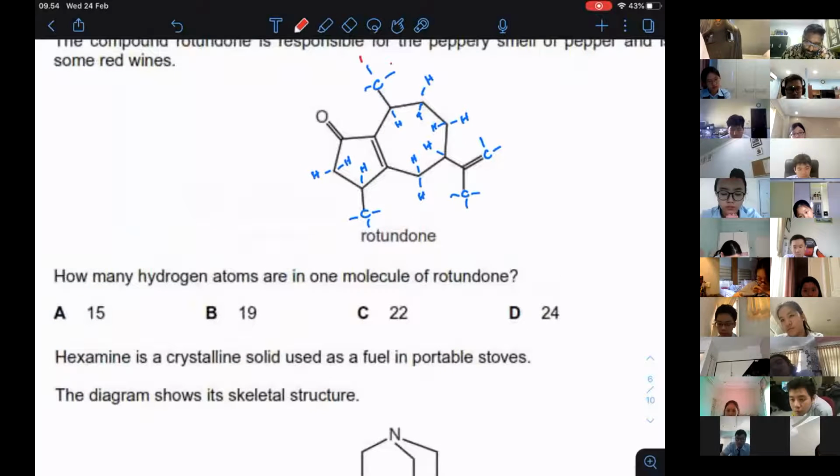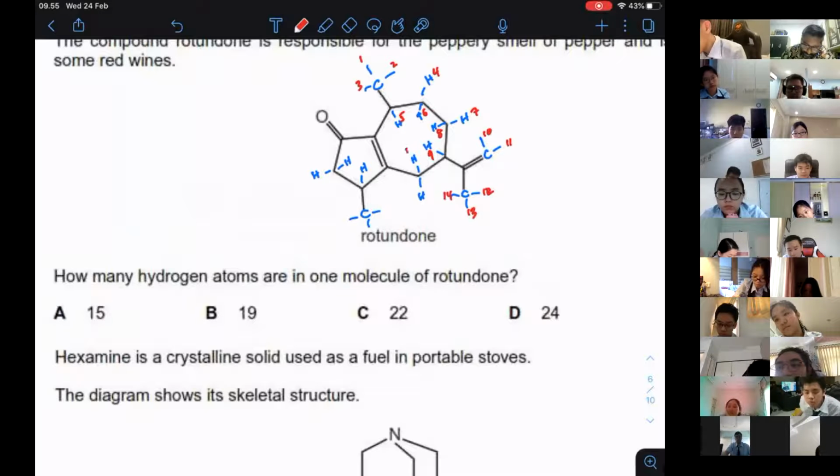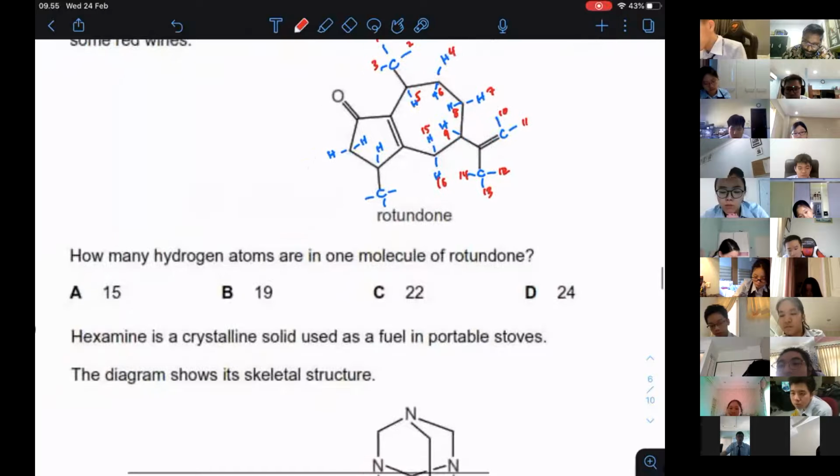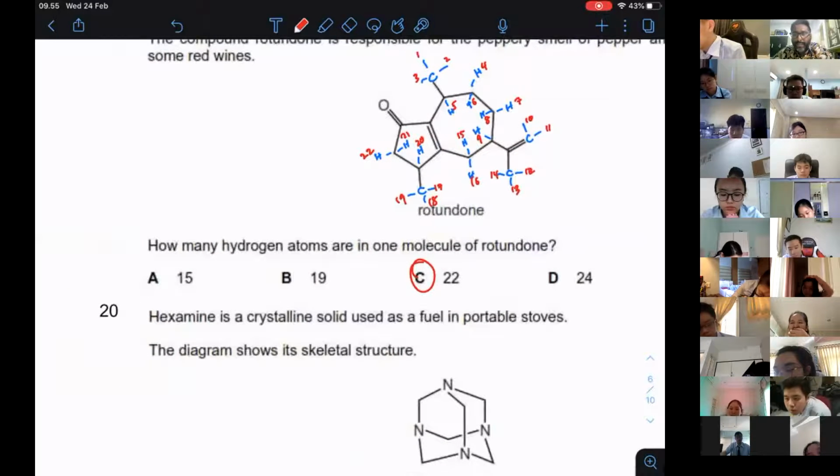1, 2, 3, 4, 5, 6, 7, 8, 9, 10, 11, 12, 13, 14, 15, 16, 17, 18, 19, 20, 21, 22. So you need to do it systematically. So 22.